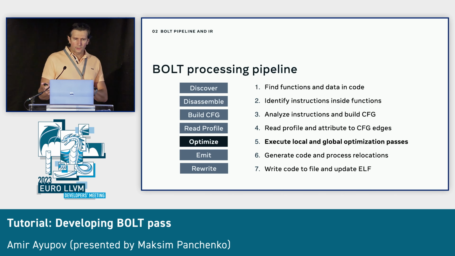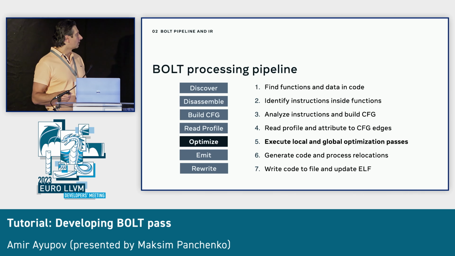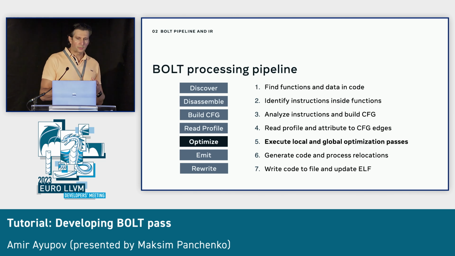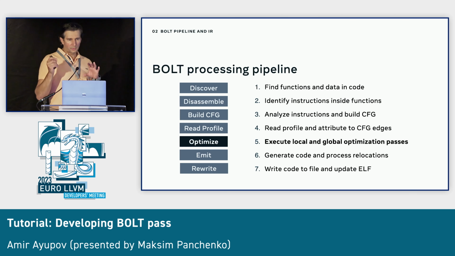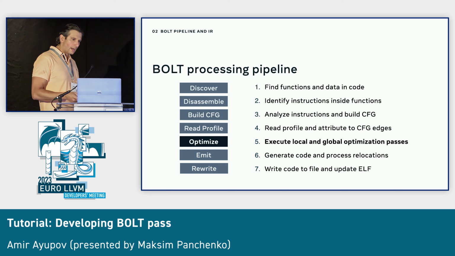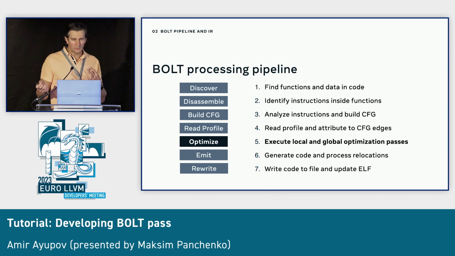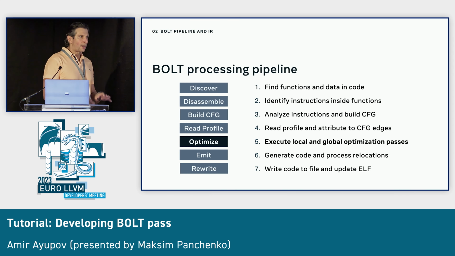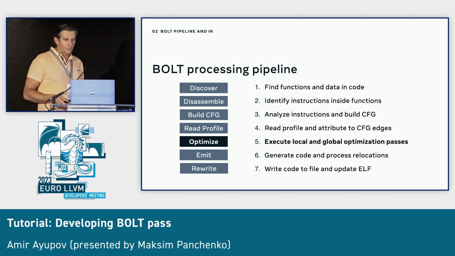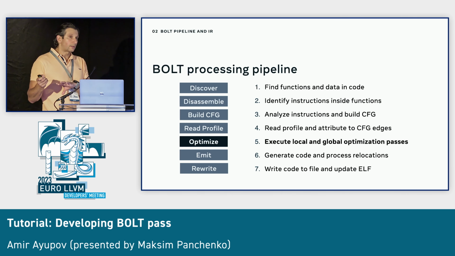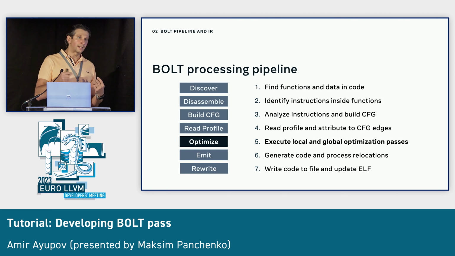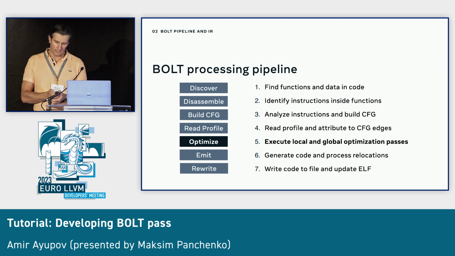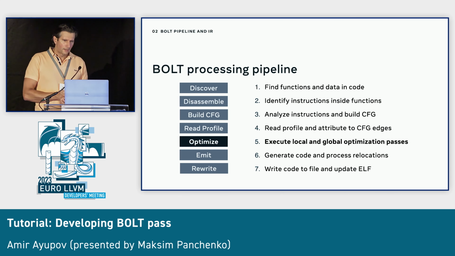If we do an optimization, we have a special step where we have to read the profile, and then we have optimization, which consists of several passes. This will be the focus of this tutorial: how you can actually do either an optimization or a transformation pass. Once the pass is complete, we emit the code and rewrite the binary. So for example, if you decide to rewrite a function, you can rewrite it in the existing binary and overwrite some of its instructions.